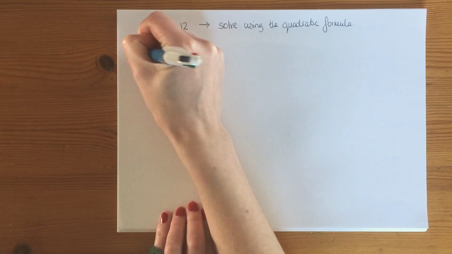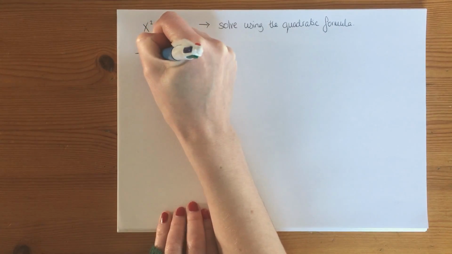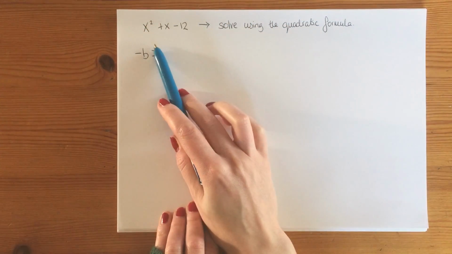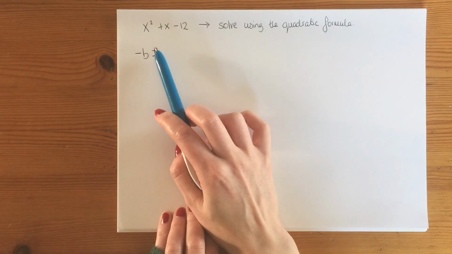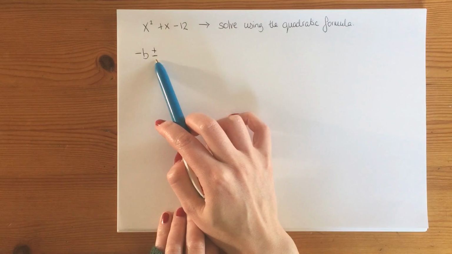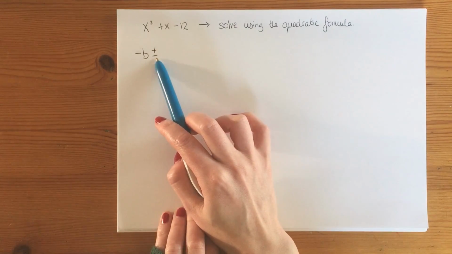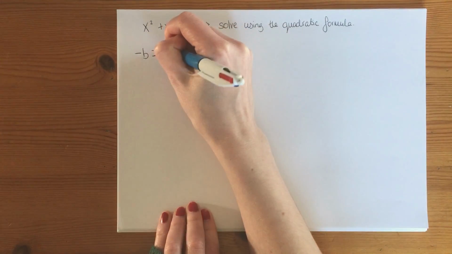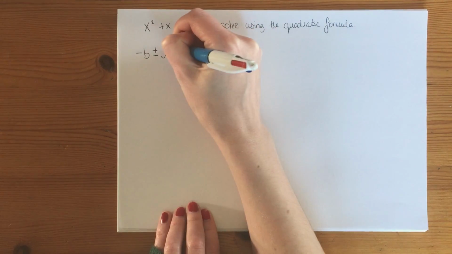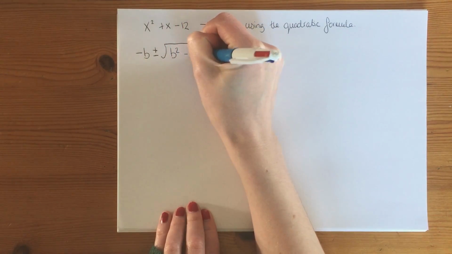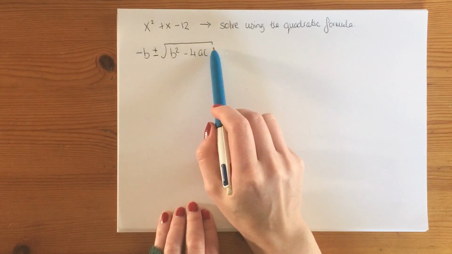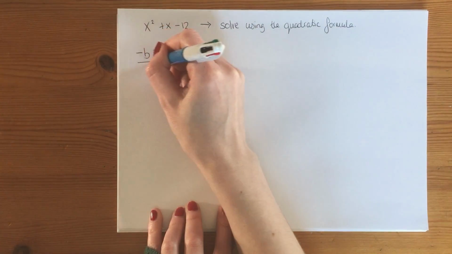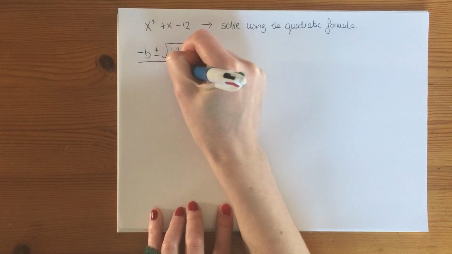So writing out the formula: minus b plus or minus. Now here's the bit some people are getting stuck on. That's not an equals, that's plus or minus. And that's going to be very important towards the end of the question. Square root over all of b squared minus 4ac. So that square root goes over all of that. And then this is all over 2a.